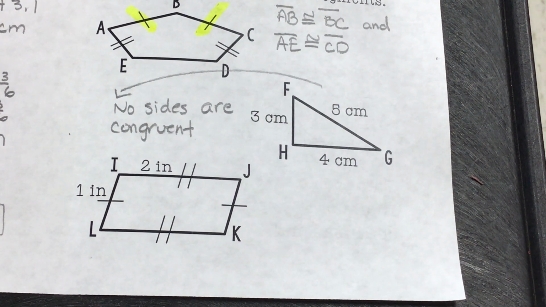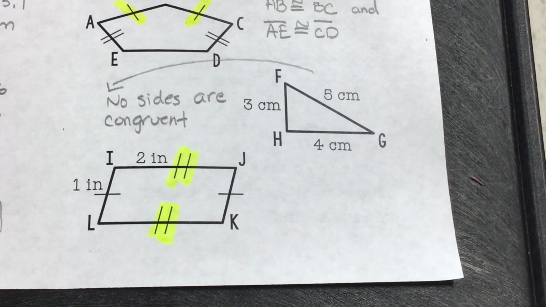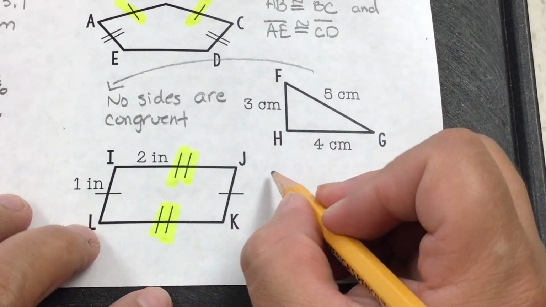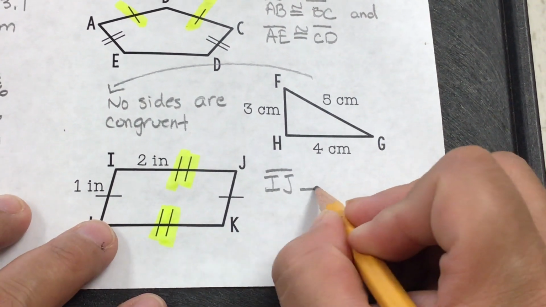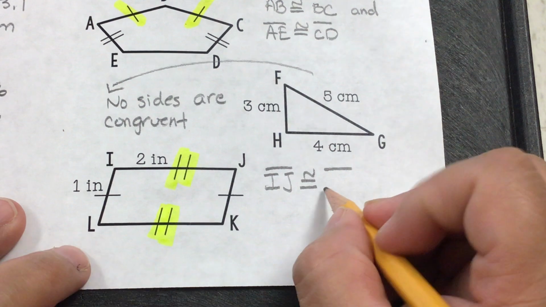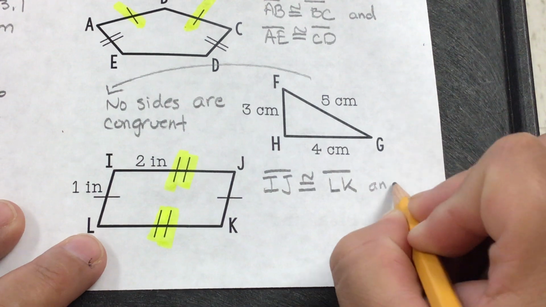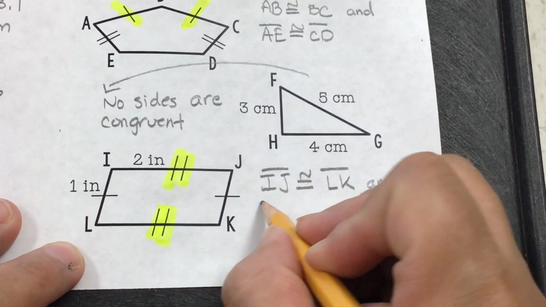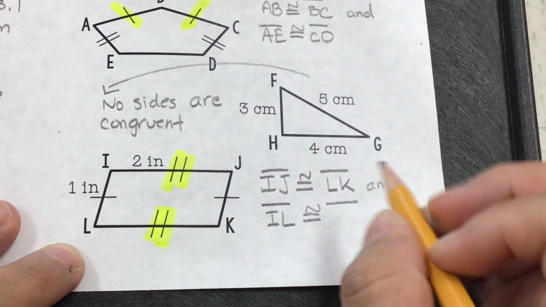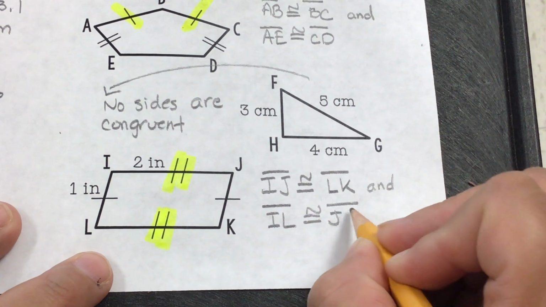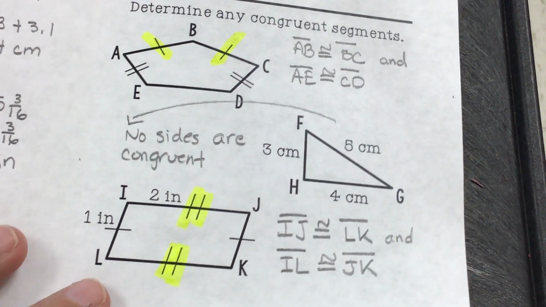Remember, as I mentioned before, the markings are the ones that tell you which 2 sides are congruent. So we're going to write that the segment IJ is congruent to the segment LK. And the segment IL is congruent to the segment JK. And that is this Understanding Linear Measurements foldable.